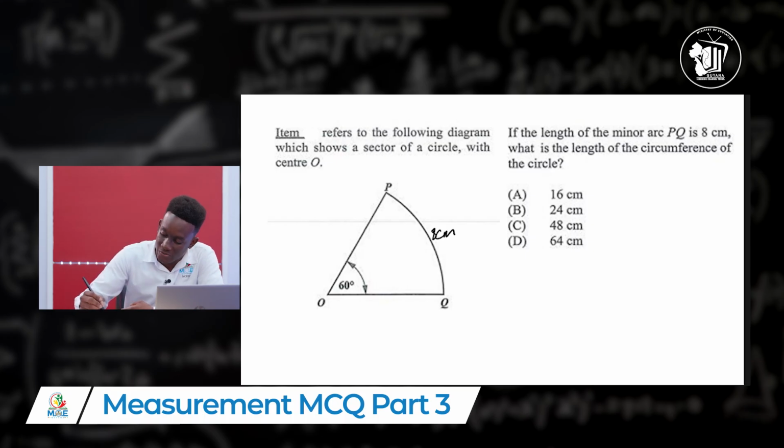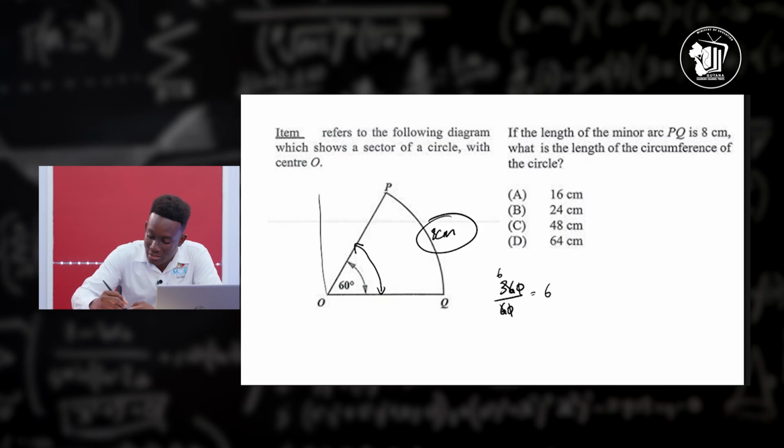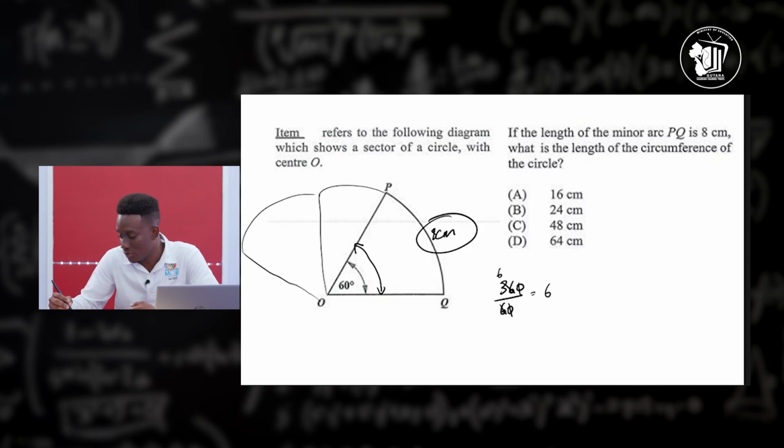So we know this piece here just caters for 60 degrees of the circle. The total number of degrees in a circle is 360. If you divide 360 by 60, this 0 goes with that 0, and 36 divided by 6 gives me 6. So I can just multiply this answer by 6 and I will get the remaining part of the circle, because I do this 6 times. So this will be 8 cm multiplied by 6. 8 times 6 is 48 cm. So the answer is 48 cm, which is simply C.